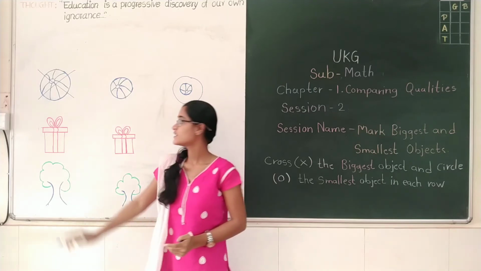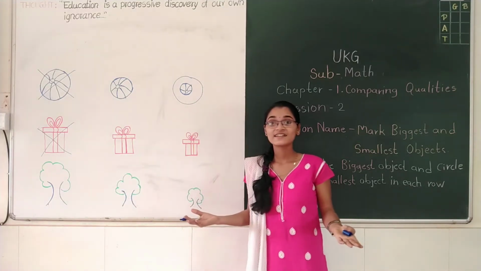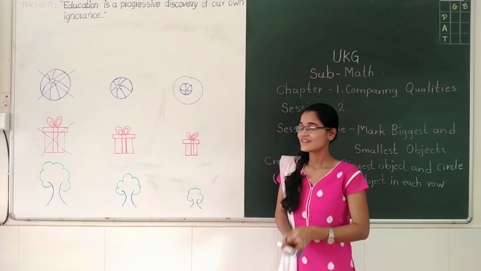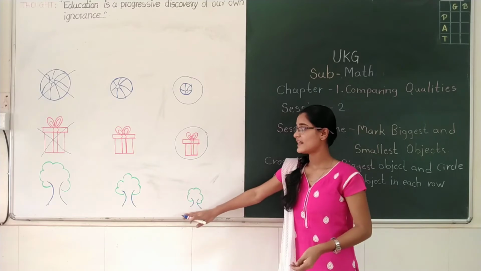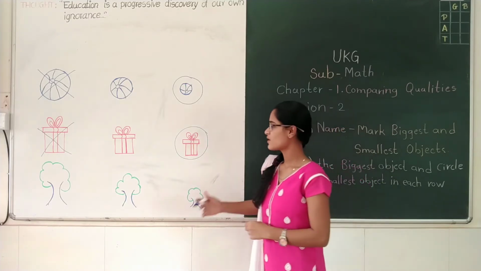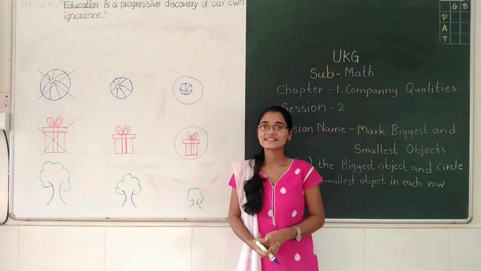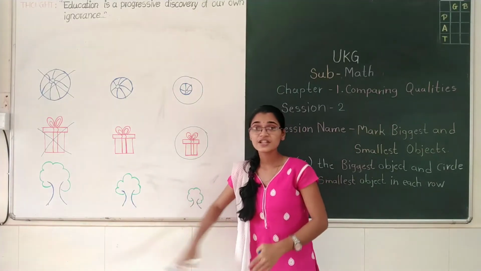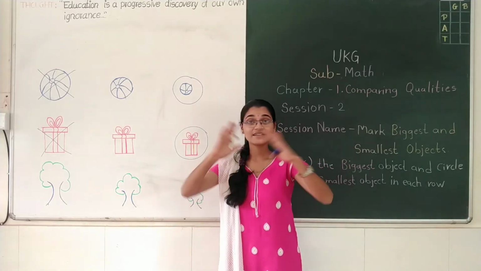So you have to put a cross here. And which is the smallest box? This is the smallest box, right? So we have to circle it like this, right? Yes, so this is the bigger tree.